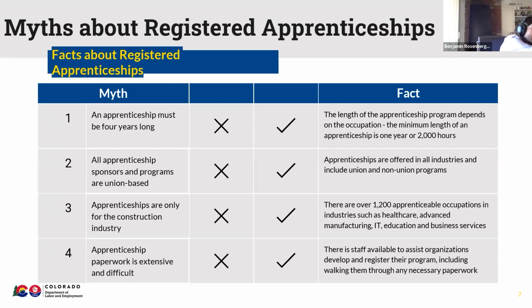But an apprenticeship program has a minimum length of 2,000 hours, which is 1 year. So an apprenticeship program at a minimum can be 1 year long. So an apprenticeship program is not automatically 4 years long or something super, super long. It can be as short as 1 year.